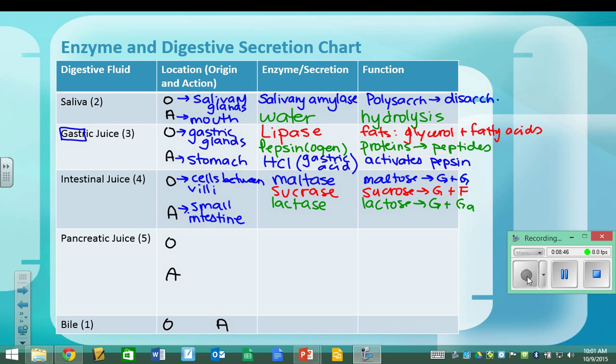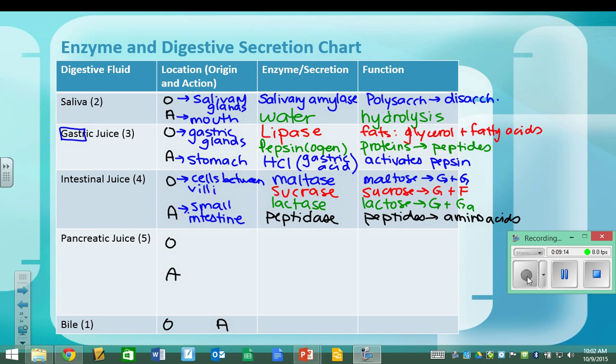And lastly, you have peptidase, which takes peptides and converts them to amino acids. So all of those we had written down before, we are just summing up that they are part of this list of digestive secretions.